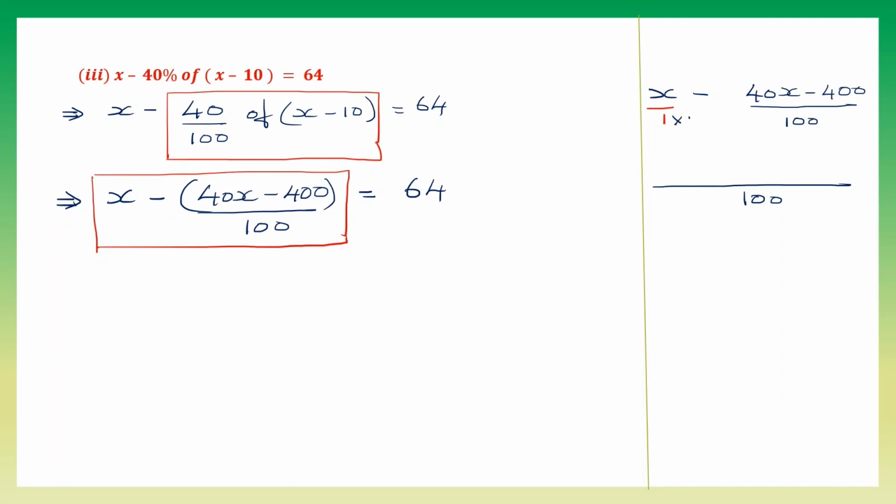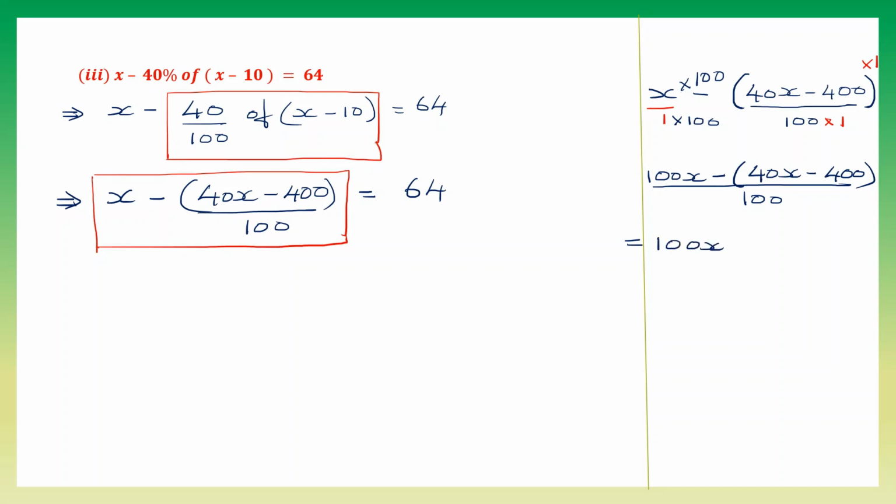Now 1 into 100 will give us 100. So I need to multiply this also by 100. So x into 100 is 100x. Then I have a minus sign, so let me be careful about that. So first let me leave the minus sign as it is and work out with the rest. So here 100 into 1 is equal to 100. So I need to multiply this whole numerator into 1. So 1 into that whole thing will give me back the same numerator. So that is 40x minus 400. Now let me open the brackets. So here I have 100x.